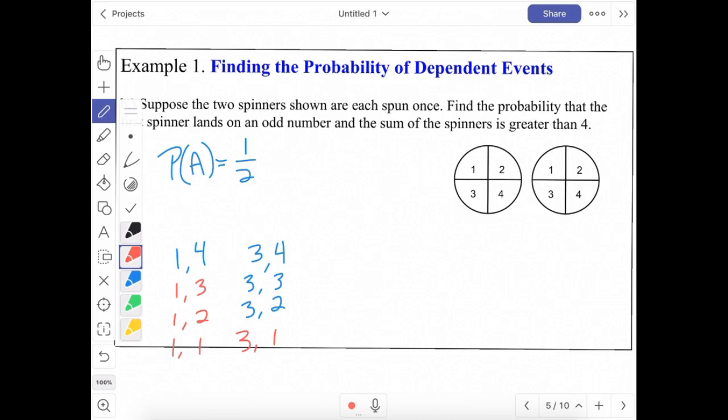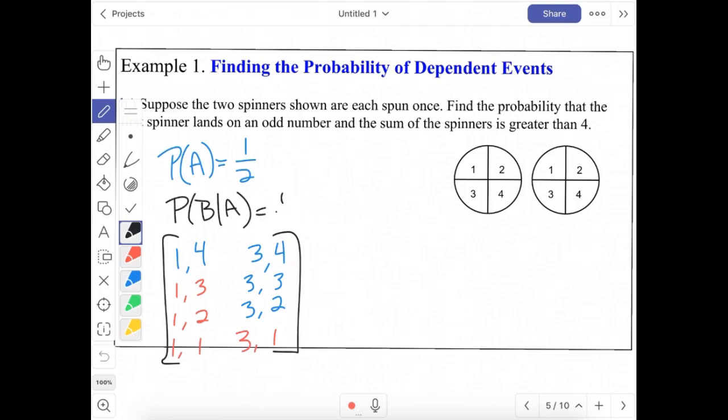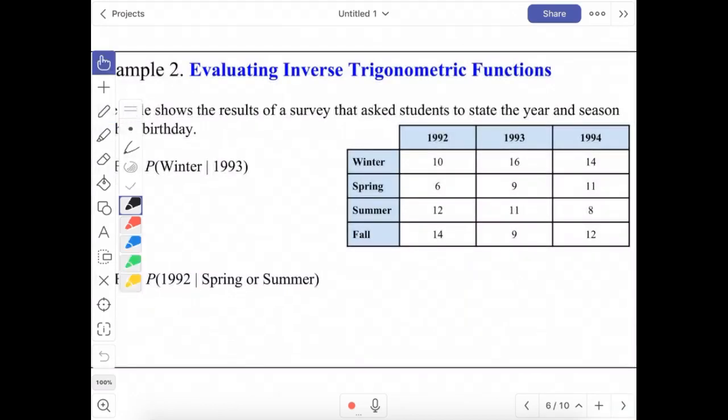So the probability of getting a sum greater than 4 would be 4 out of the 8 total possibilities. So because I have 4 things that work down here out of 8, that's also 1/2. So the probability of B given A is also 1/2. Then the probability of both of these things, of A and B happening, would be 1/2 times 1/2, which equals 1/4. Moving right along.